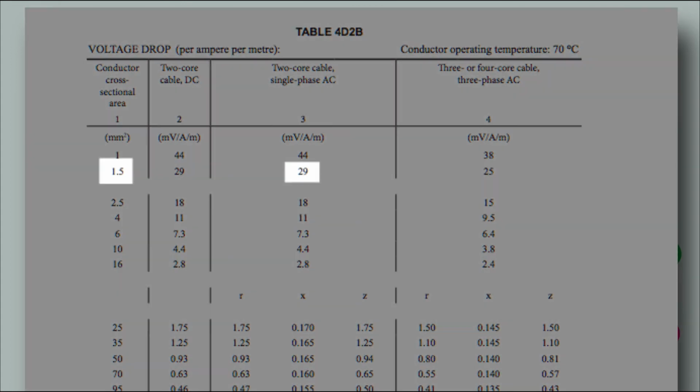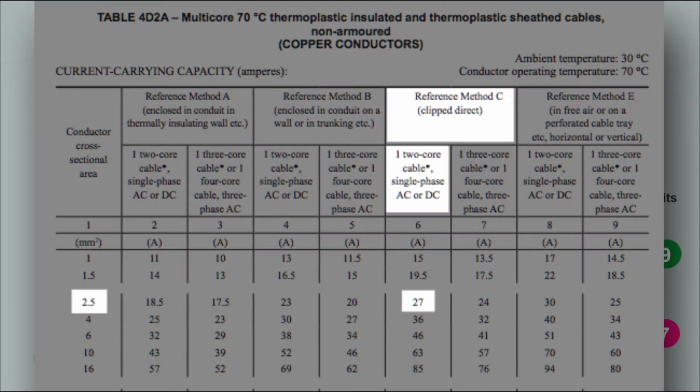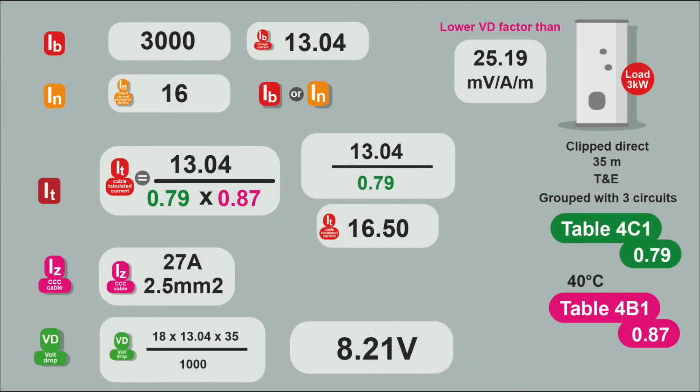1.5mm square cable is 29. So we have to go to 2.5 cable, which is 18 millivolts per amp per meter. So our Iz will be 27 amps on a 2.5mm squared cable. Our volt drop will be 18 times 13.04 times 35 divided by 1000, which will give us a volt drop of 8.21 volts, which is below the 11.5 volts maximum. So this cable is good.